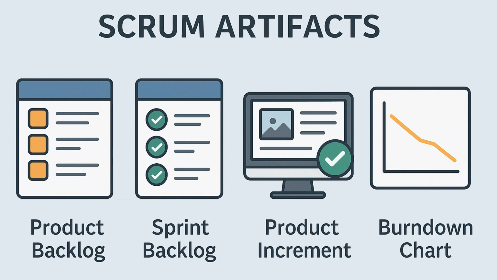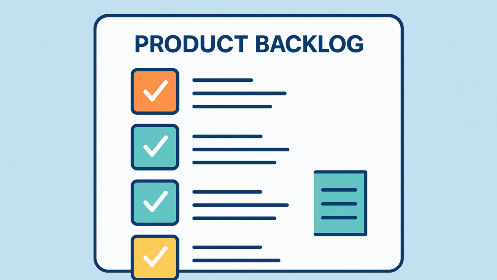Now, let's explore the essential artifacts in Scrum. These are the key documents and tools that help teams plan, track, and deliver value. During each sprint cycle, several Scrum artifacts are created and maintained. They include the product backlog, the sprint backlog, the product increment, and the burn-down chart, which is optional. Let's take a closer look at each one.